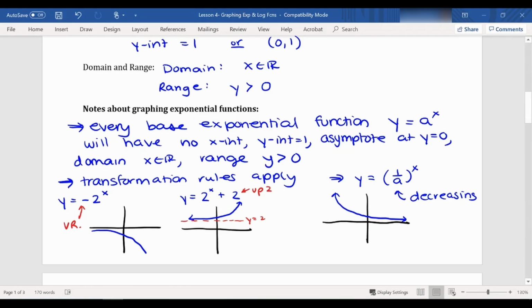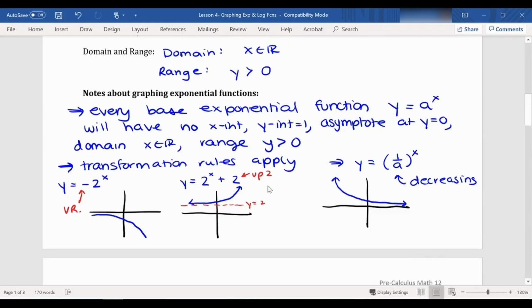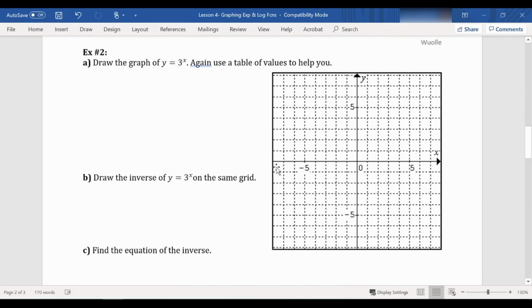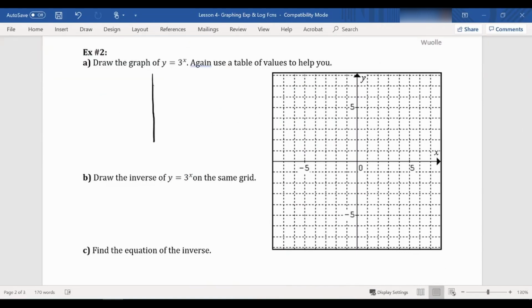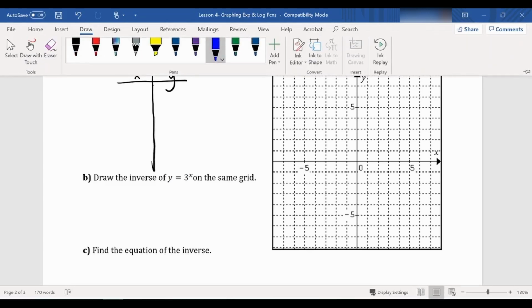Okay. So on the next page, I am asking you to draw y equals 3 to the power of x. And we're going to again use a table of values to help us. So if you'd like to pause the video here and try this yourself, you can. If you feel like you would like to be walked through one more, you keep watching.